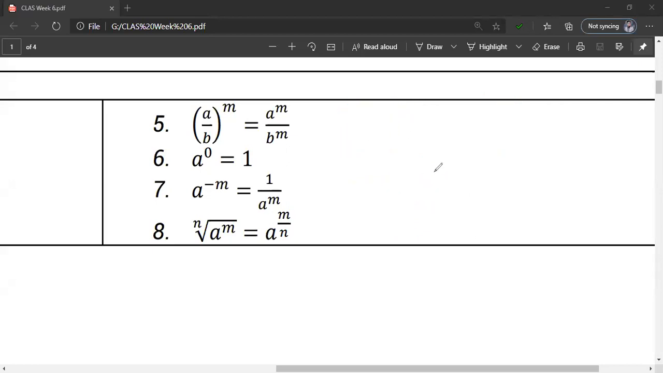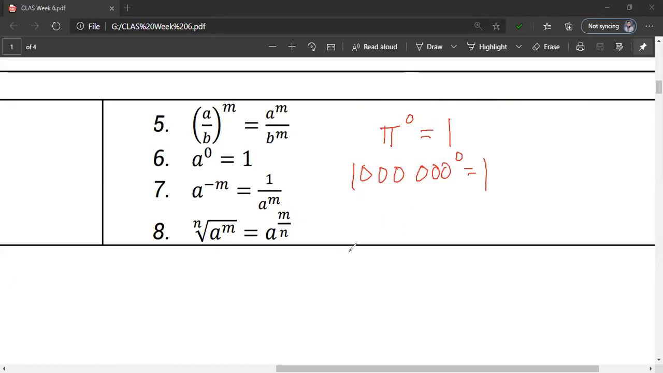Next, number 6. A raised to 0 equals 1. It means that any number raised to 0 is equal to 1. So paano yun siya? Kunwari, pi raised to 0, 1 yan lagi. 1 million raised to 0, 1 yan lagi. O kahit 1 million times 1 million times 1 million, raised to 0, 1 yan lagi. Any number raised to 0 is always equal to 1.